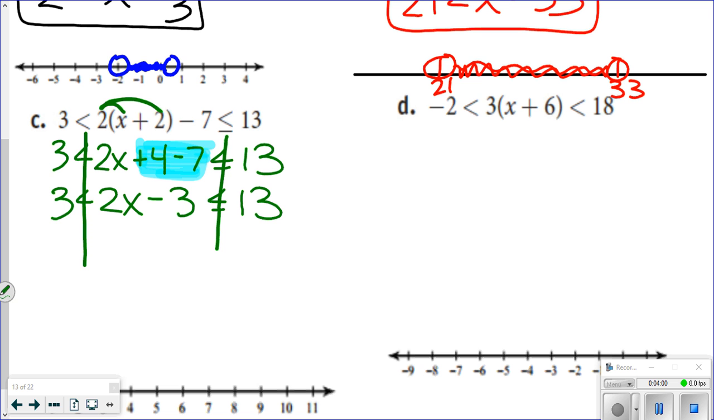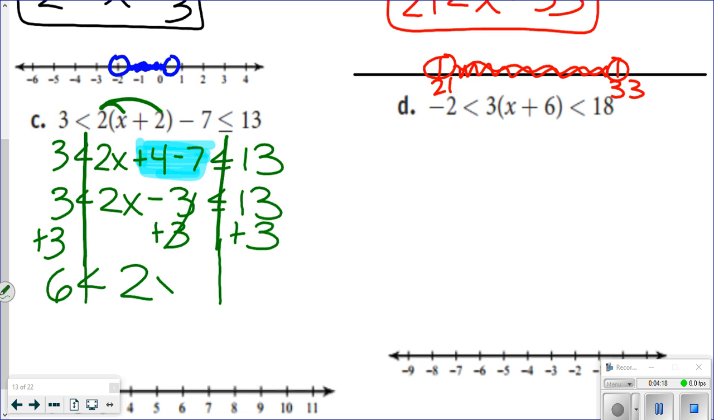I'm trying to get 2x alone, so we're going to add 3, add 3, add 3. Whatever we do to the inside or the middle, we have to do to the two outsides, the left side and the right side. 3 plus 3, we get 6. Bring down your sign, 2x. 13 plus 3 gives us 16. X is still not alone. There's a 2 out in front of it. 2 and x are being multiplied. So the opposite here, we need to divide everything by 2.